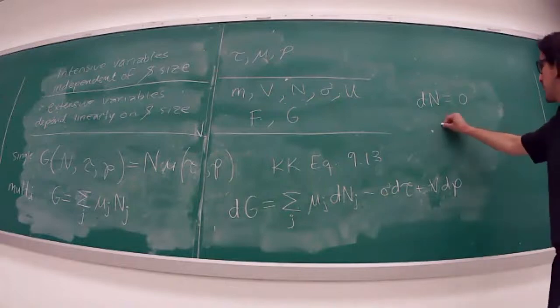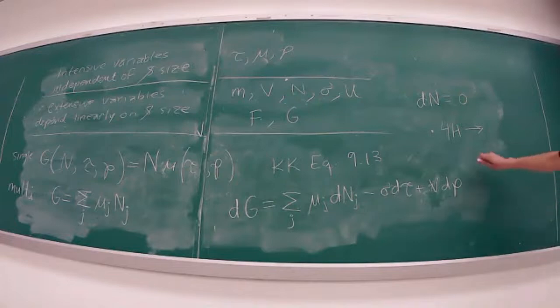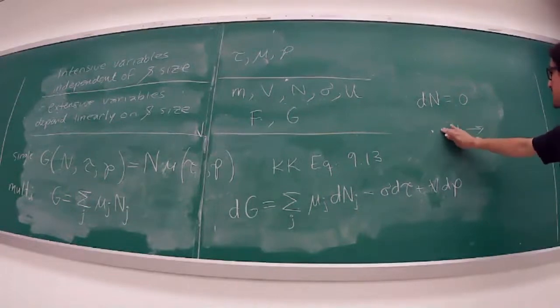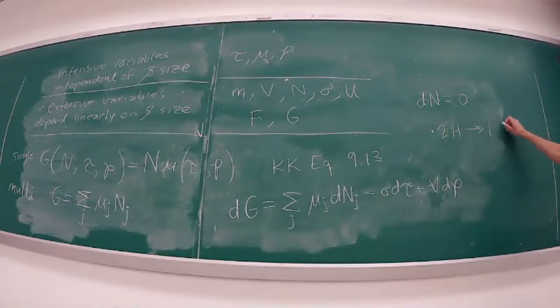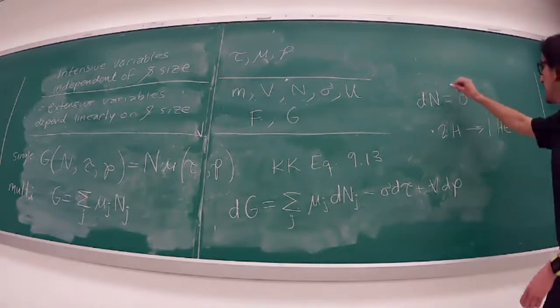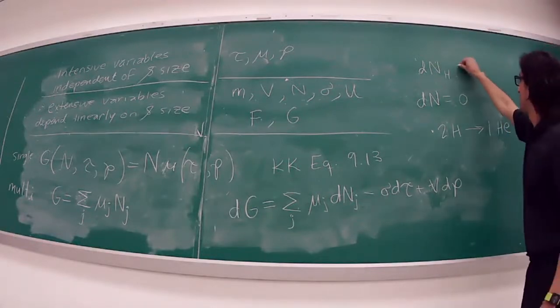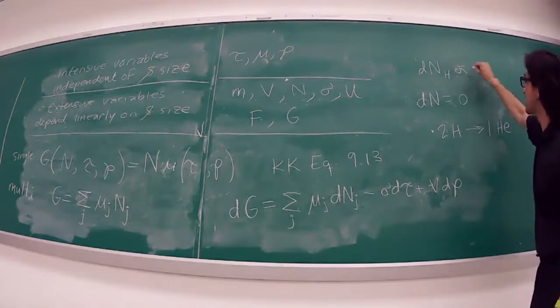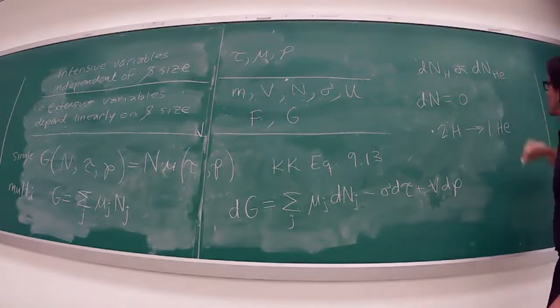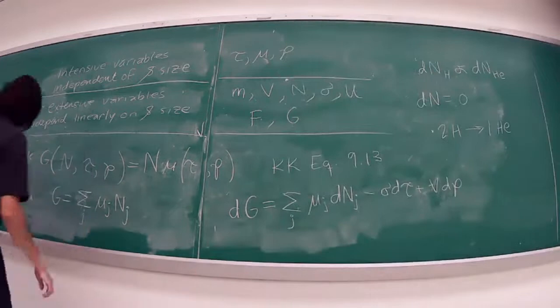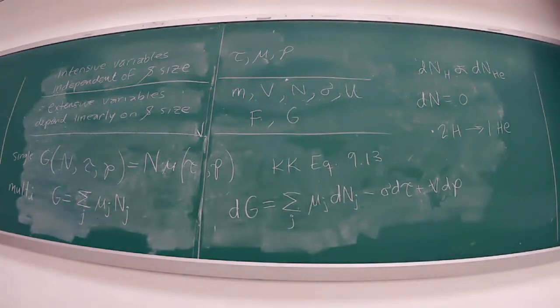So I guess there will be like four hydrogens, eventually two hydrogens, eventually they become one helium. It's a more complicated reaction. So then you'll have dN hydrogen equals, I guess proportional, we're going to leave it at that, dN helium. So we're going to look at some examples, but you might know where we're going with this. So we're going to go to chemical reactions.